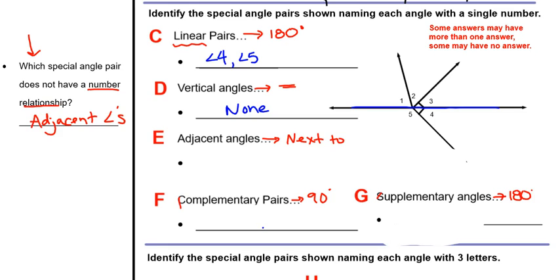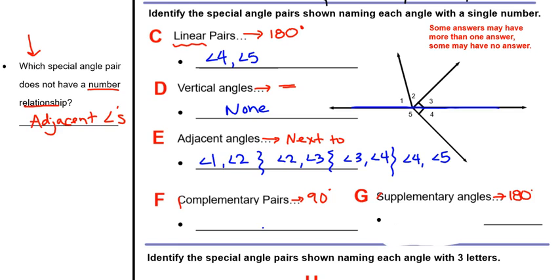The adjacent angles, those are the ones that are next to each other. Oftentimes, that is the one that has the most number of answers. And in this case, I listed all of them. Angle 1 and angle 2, they are next to each other. Angle 2 and angle 3, next to each other. Angle 3 and angle 4, next to each other. Angle 4 and angle 5, next to each other. Oh, I missed one. Angle 1 and angle 5, they are next to each other. Those are all of our adjacent angles.